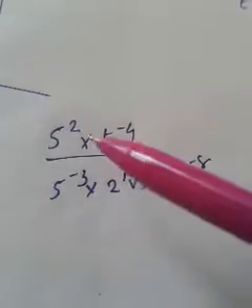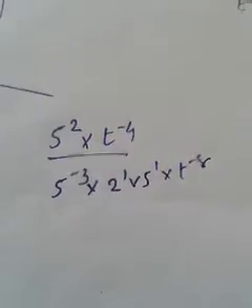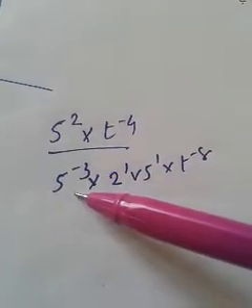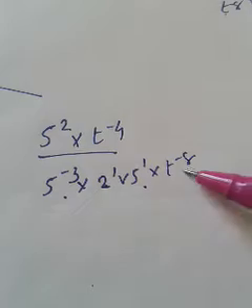5 square into t raised to minus 4 divided by 5 raised to minus 3 into 2 raised to 1 into 5 raised to 1 into t raised to minus 8.